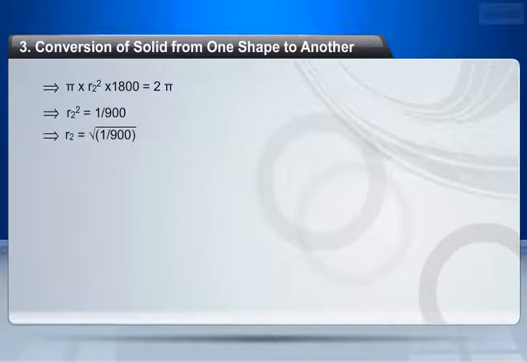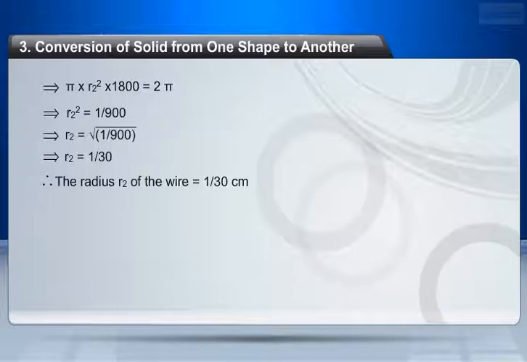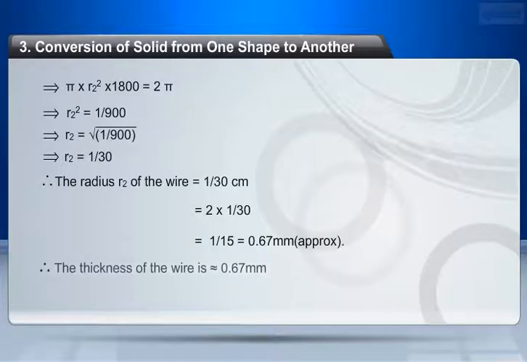Let us now see some exercise problems. 1. A metallic sphere of radius 4.2 centimeters is melted and recast into the shape of a cylinder of radius 6 centimeters. Find the height of the cylinder. Answer. Given that radius R1 of sphere equals 4.2 centimeters. Radius R2 of cylinder equals 6 centimeters. Let the height of the cylinder be h.